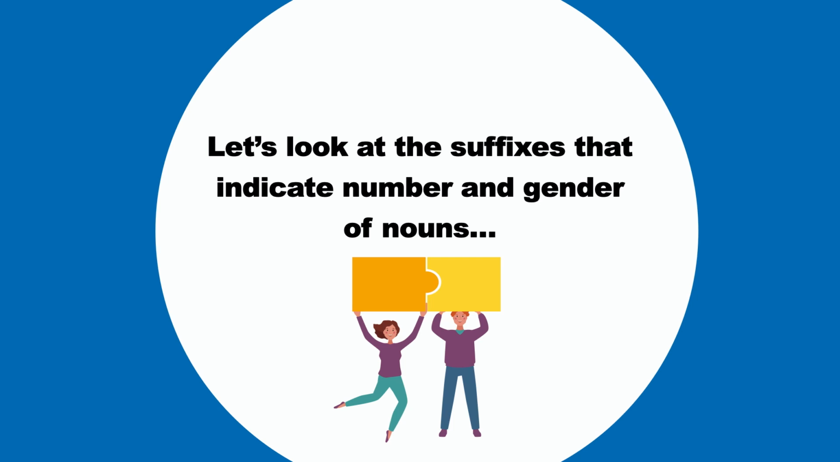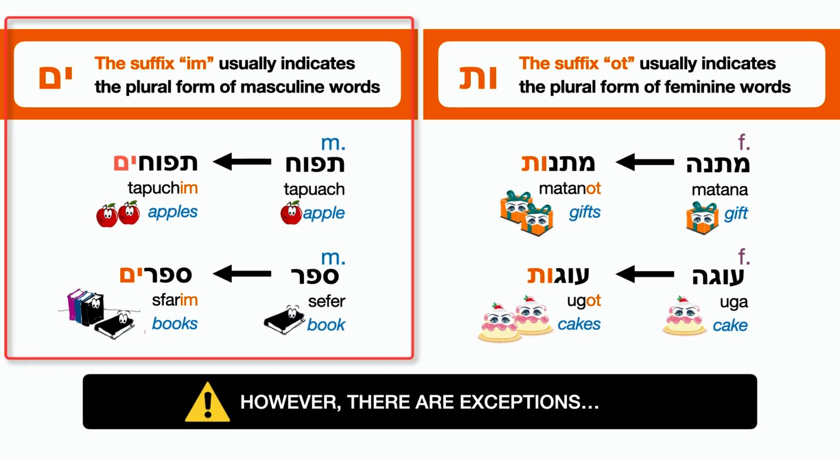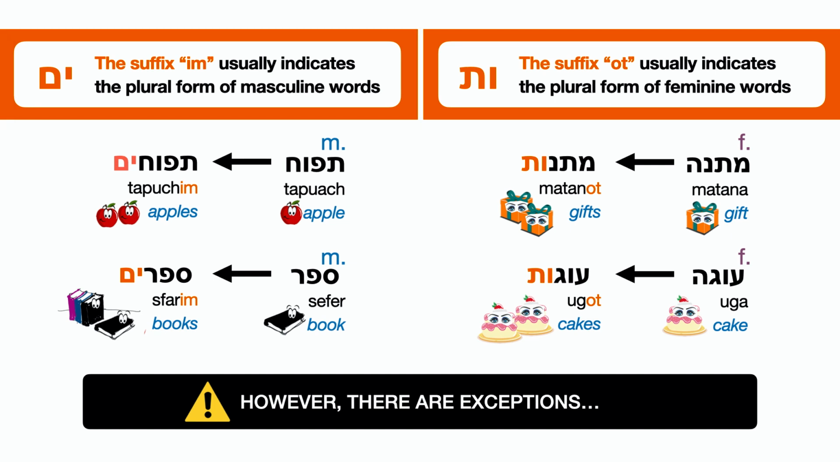So let's take a close look at the suffixes that indicate number and gender of nouns. The suffix im usually indicates the plural form of masculine words. We already saw the example of tapuach, which is a masculine noun, apple. It becomes tapuchim if we want to say apples. Another example here is sefer. Sefer is a masculine noun. It means book. And to say books, we say sfarim. We add im, so that's following the general rule.